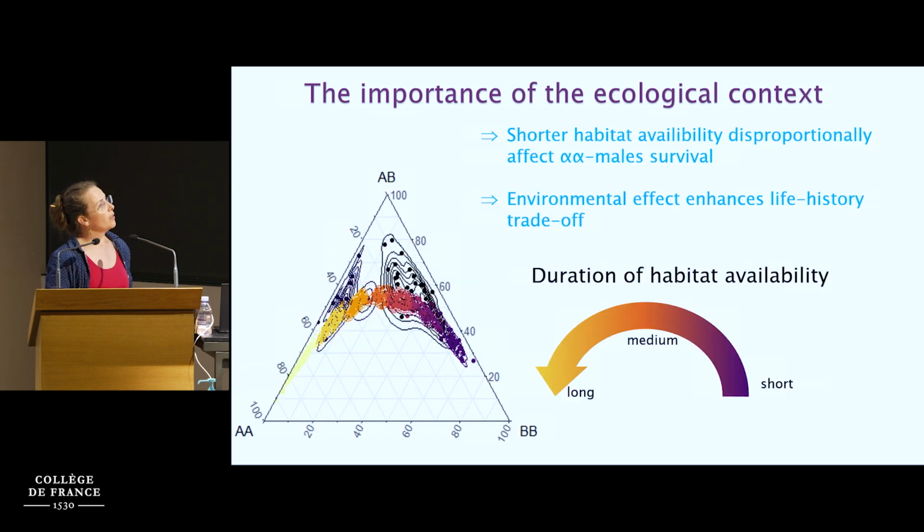So what about the duration of the habitat availability? These are all the simulations accounting for habitat availability going from short to medium to long duration. And of course, when it's short, it favors beta-beta that develop fast, and when it's longer, it favors alpha-alpha. So here there is already this trade-off that we mentioned between survival and reproduction, and the environment, the fact that it's time limiting, even enhances the trade-off, favoring rapid development or high survival of beta-beta, while alpha-alpha can compensate by good reproduction.